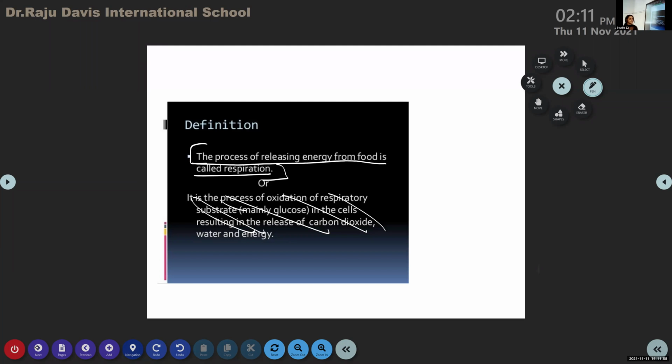So here you can see the definition of respiration. Cells need energy for doing all these actions. From where does the cell get energy? It's from the food. The process of releasing energy from food is called respiration.